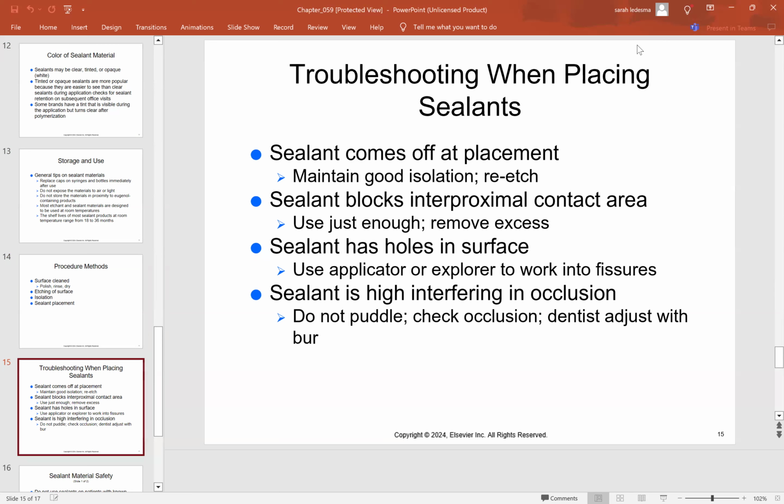Troubleshooting when placing sealants. If the sealant comes off at placement, we need to make sure that we're maintaining good isolation and then re-etch. If the sealant blocks the interproximal contact area, use just enough and then remove excess before polymerization. If the sealant has holes in the surface, we should be using an applicator or explorer to work into fissures. If the sealant is high, interfering in occlusion, we don't want to puddle. We want to check the occlusion and then have the dentist adjust with the burr.